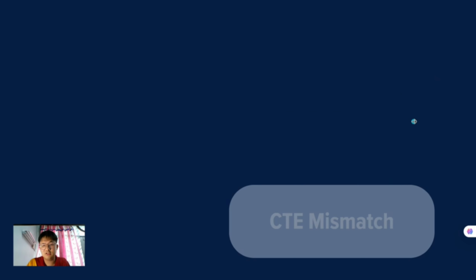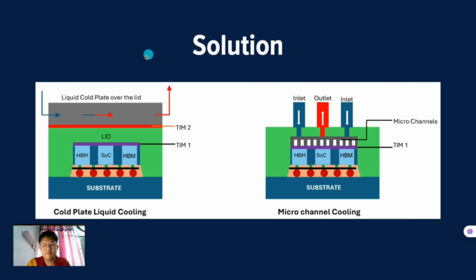To address this issue, two cooling approaches are used. First is cold plate cooling, and the second one is micro-channel cooling. Cold plate cooling uses a liquid-cooled metal plate attached to the package, and this is suitable for high-power AI systems. And for higher heat flux, micro-channel cooling embeds fluid channels into the substrate or interposer, bringing coolant closer to the hotspot and improving the heat removal efficiency.